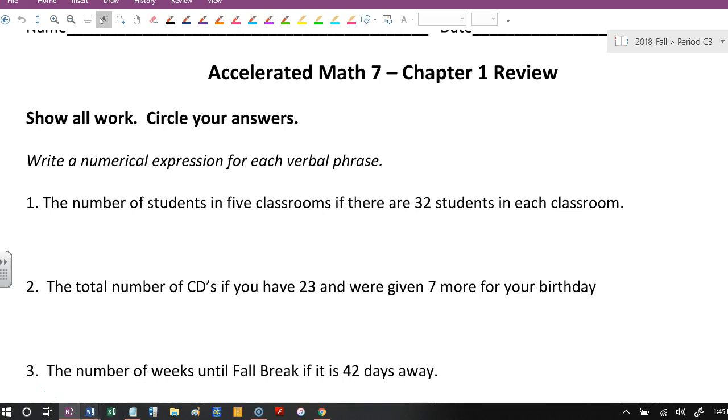All right, Loco Ninja. Okay, number 1, help us out here, please. It says to write a numerical expression for each verbal phrase. The statement was the number of students in 5 classrooms if there are 32 students in each classroom. For the expression, I wrote 32 times 5. Okay, what if she wrote 5 times 32? Is that still correct? Yes. Because of what property? Commutative. You guys are good.